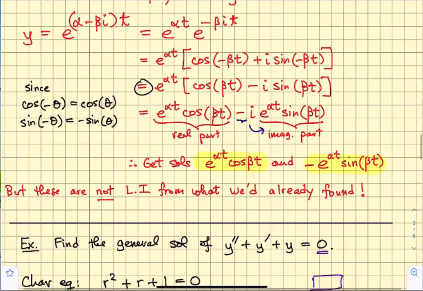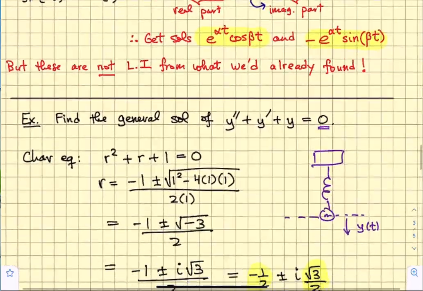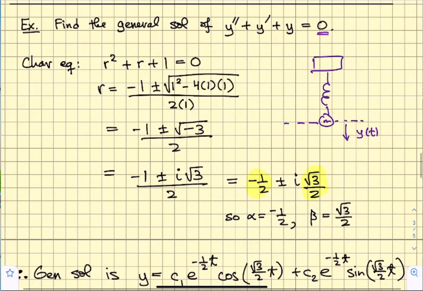Okay, so let's put this into practice. Let's find the general solution of y double prime plus y prime plus y equals 0. If you want to think of this in terms of a physical application, think of our spring mass system.